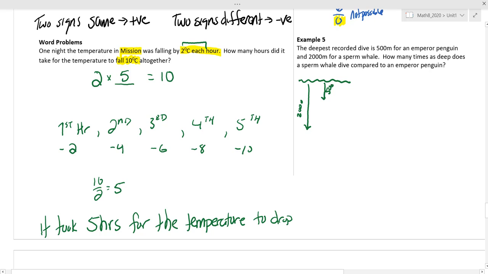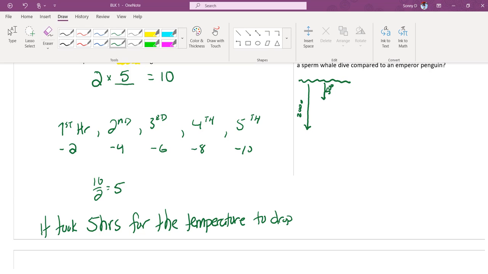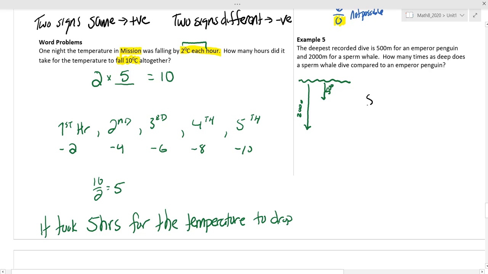3. So how did you come up with 3? Well, it goes 500, 1,000, then 1,500, then 2,000. So it's 3 more. No, but you've got to include the first group there. So it would be 500, 1,000, 1,500, 2,000. So that's 4 times, right?